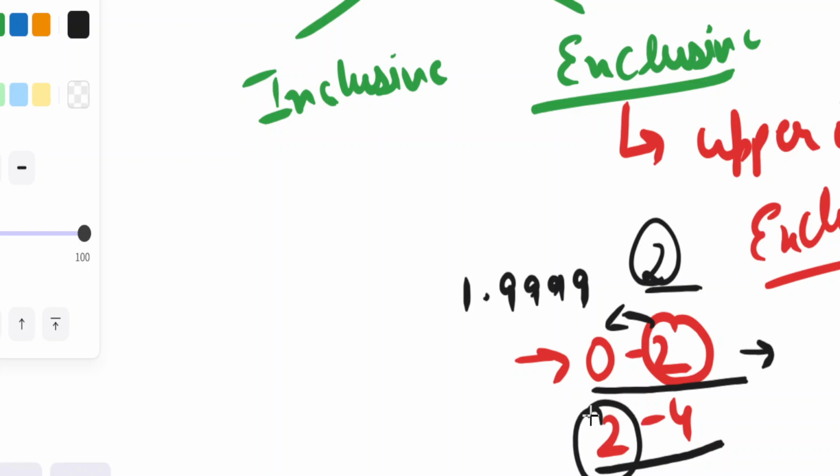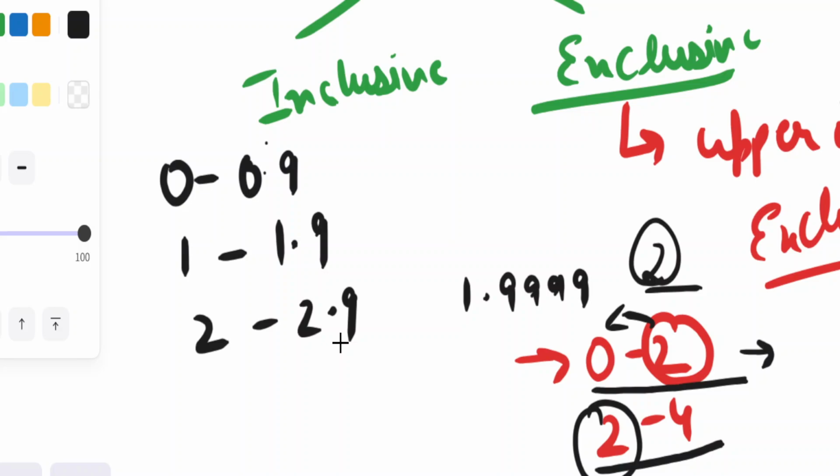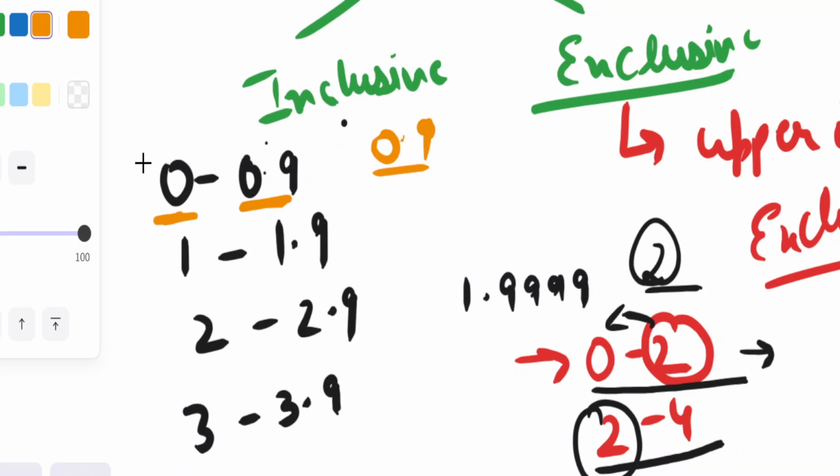Is it fine? Right. An inclusive series is something like 0 to 0.9, then 1 to 1.9, then 2 to 2.9, then 3 to 3.9. Okay. Now, inclusive is the one where the upper limit and the lower limit for this particular interval will be included in it only. Like if a student is getting 0.9 marks, it will be included in the first, but if a student is getting exactly 1 mark, it will be counted in the next interval.